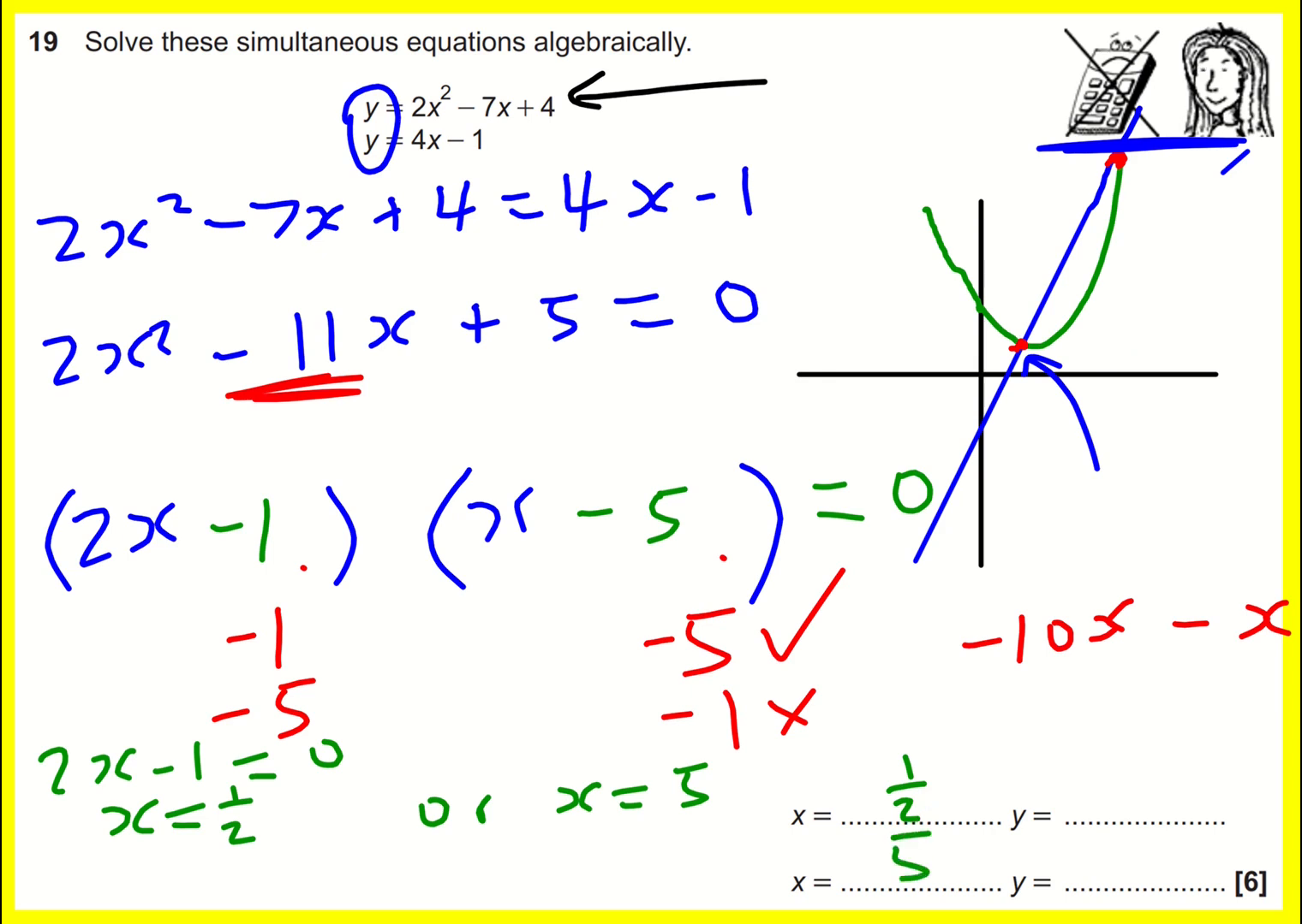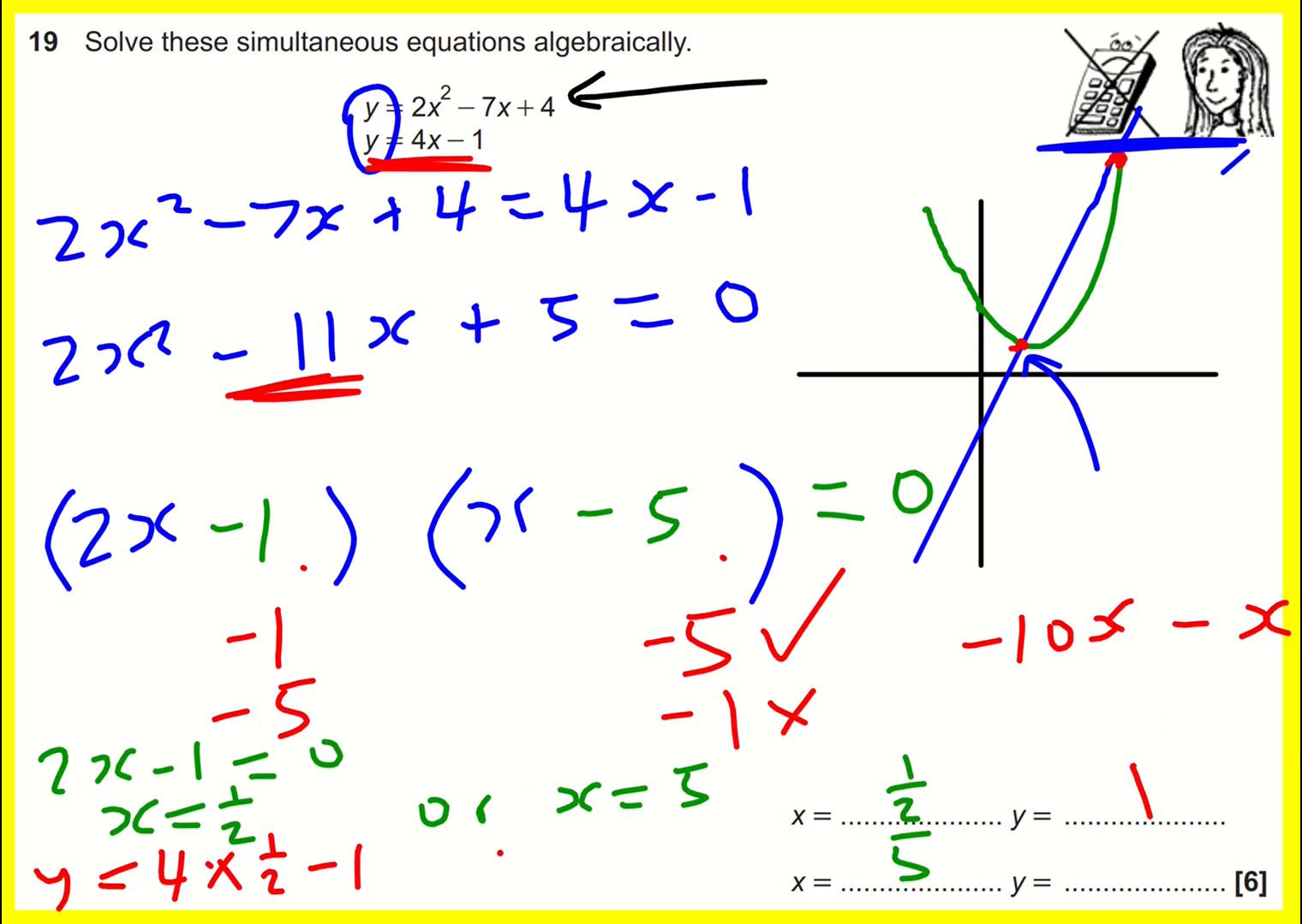Okay, how do we finish it off? I need the y values. So for this, we do what we do with normal linear simultaneous equations. I need to substitute my x value back in. And it would be easiest to substitute it back into the simplest one. I don't want to be squaring it and stuff, squaring a half. Let's just put it back into y equals 4x minus 1. So y will equal 4 times a half minus 1. And that's going to be 2 minus 1, it's going to be 1. So when x is a half, y is equal to 1.